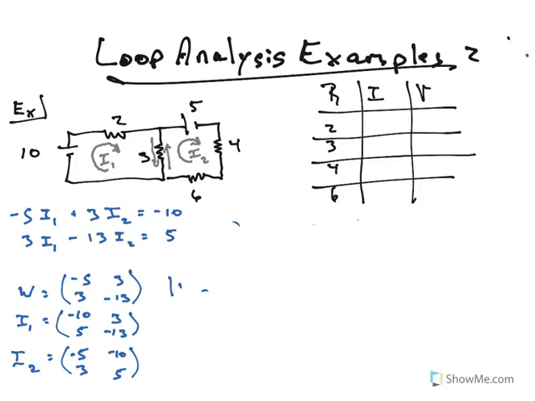So the determinant of W is going to be, well, negative 5 times negative 13. That's positive 65. Well, let me go ahead and write it out just to make it a little more clear. We have negative 5 times negative 13 minus 3 times 3. So negative 5 times negative 13, that's 65, minus 9, which is 56.